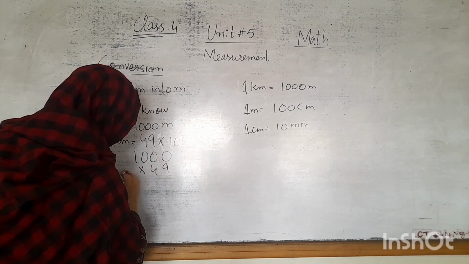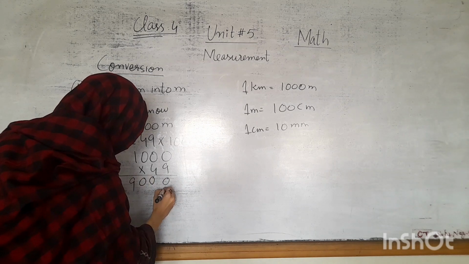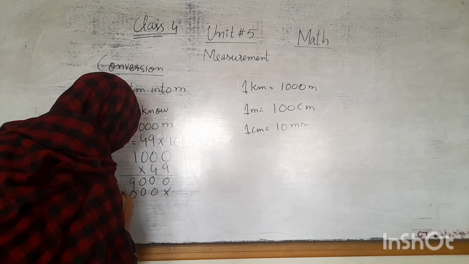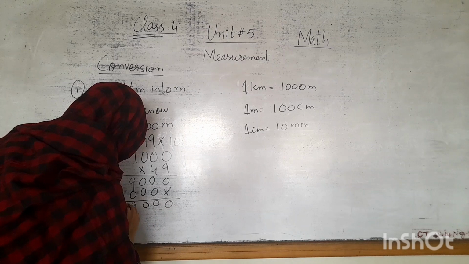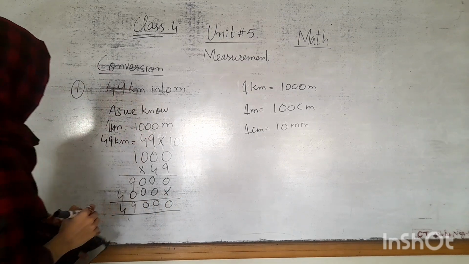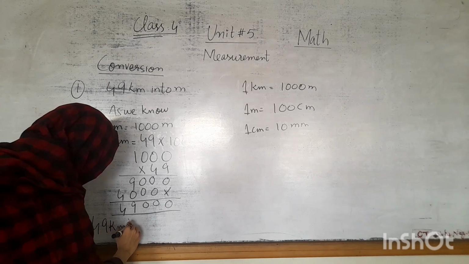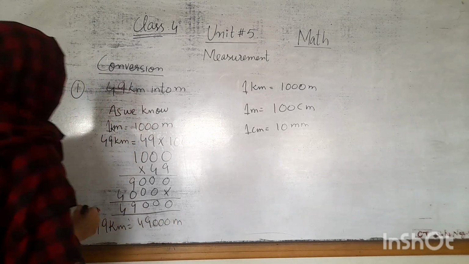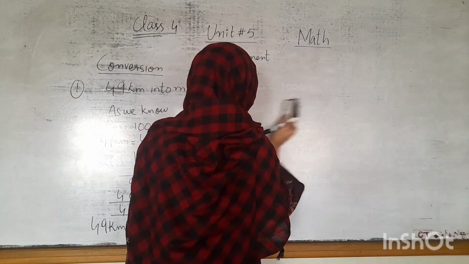Now we multiply this. 9 times 0 is 0, 4 times 0 is 0, 4 times 0 is 0, and 4 times 1 is 4. So the answer is 49,000. So 49 kilometer is equal to 49,000 meter. So this is the pattern how to convert kilometer into meter. Let's have a look at another example.